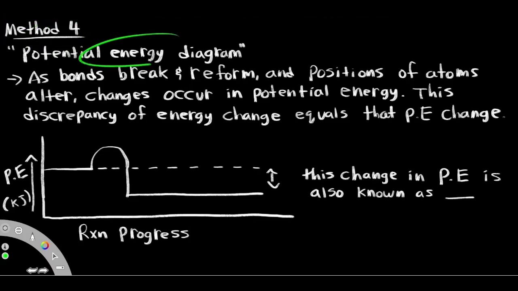Method number 4 is a potential energy diagram. So I just find the reactants, then find the products, find the difference between that. So that's going to be the delta H. Delta H is also known as this change in potential energy.